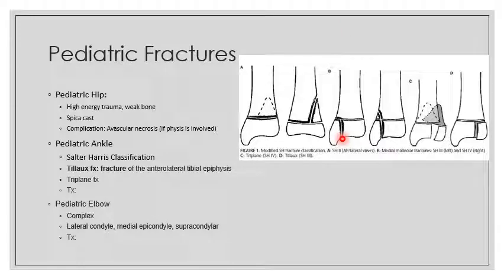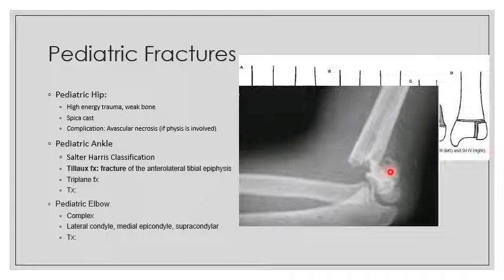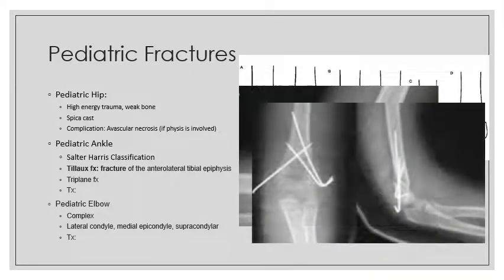Triplane fractures are complex fractures in older adolescents, and this one, type 2, results in partial closure of the growth plate. So this could lead to some angular deformities. So pediatric elbow, you have your supracondylar fractures. You can either have supracondylar, lateral condyle, or medial epicondylar fractures. So treatment basically is you use smooth pins or wires.